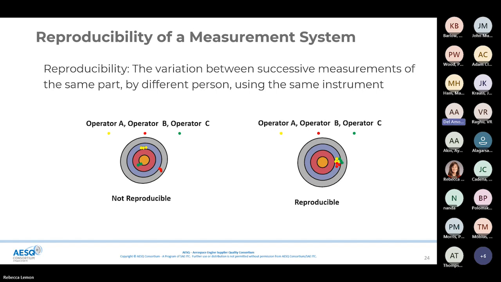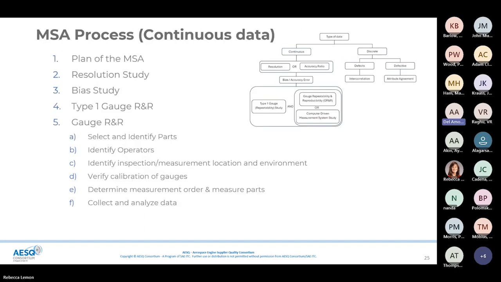And now we're going to have Justin continue with the MSA process. Justin? Awesome. Thanks, Anna.